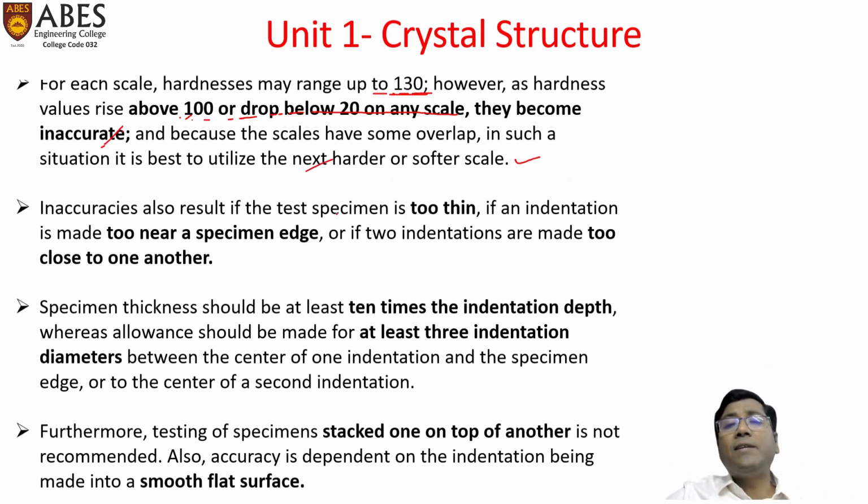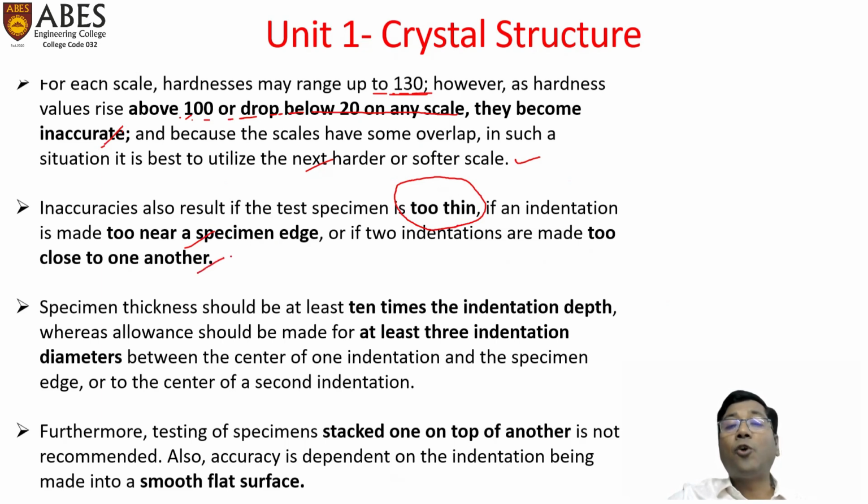Inaccuracies also result if the test specimen is too thin. There are a few criteria which should be met so that the hardness value is accurate or within good parameters. So inaccuracies also result if the test specimen is too thin, if an indentation is made too near a specimen edge, or if two indentations are made too close to one another.